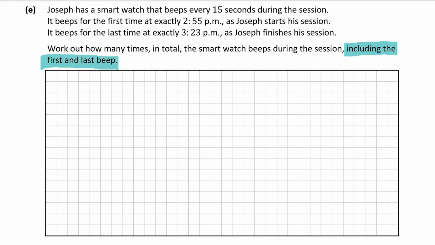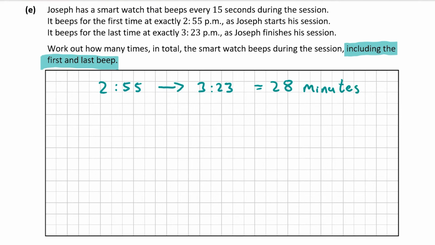why it is. So first of all, we have to work out how many minutes between 2:55 and 3:23. And if you work that out, you should find there's 28 minutes between 2:55 and 3:23. So obviously there's 5 minutes between 2:55 and 3 o'clock, and then 23 minutes between 3 and 23 minutes past 3. So 5 plus 23 is going to be 28. So once you have your 28 minutes, we can do the next step.